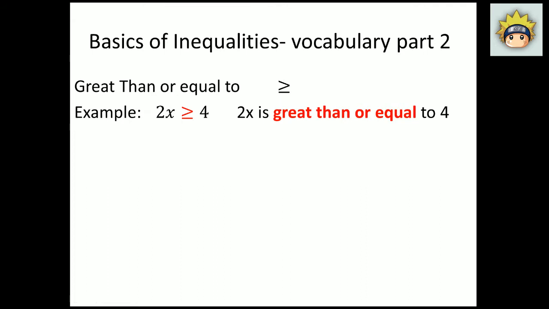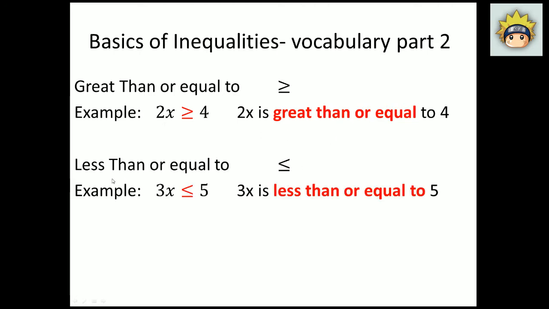So in our example, we say that 2x is greater than or equal to 4. This is the less than or equal to. Again, notice that there is a bar on the bottom, right? That gives us the equal to part. Here we say 3x is less than or equal to 5.